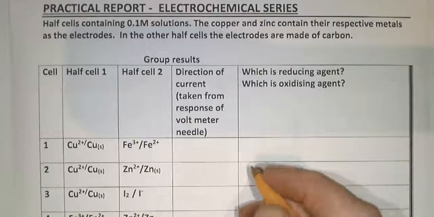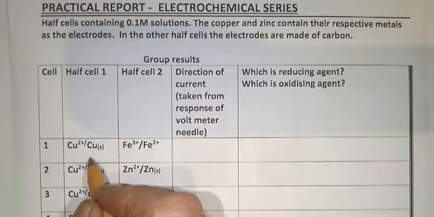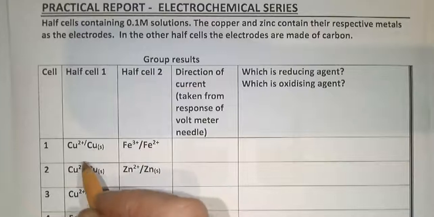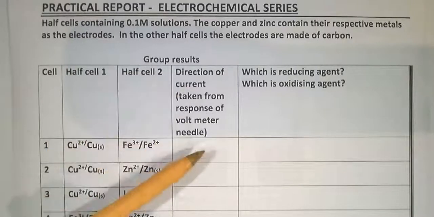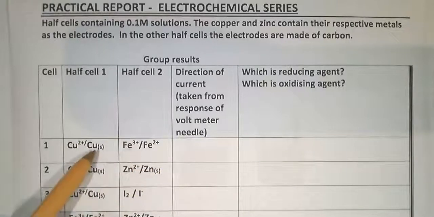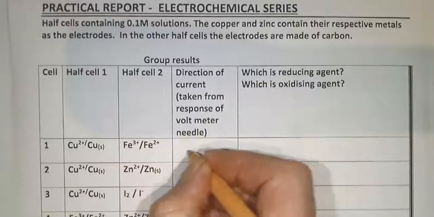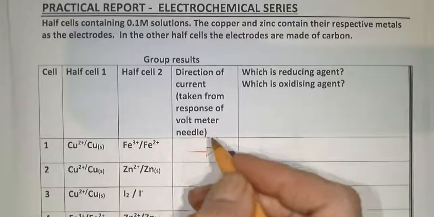Okay, so this is going to be a quick video on how to fill in the pract that we did. When we were doing our two half cells, the copper and the iron, the electrons came from the copper half cell and the voltmeter pointed over here to was positive. So it was pointing from here to here if you connected it that way. So you should have got an arrow going from the copper to the iron, electrons going from the copper to the iron.